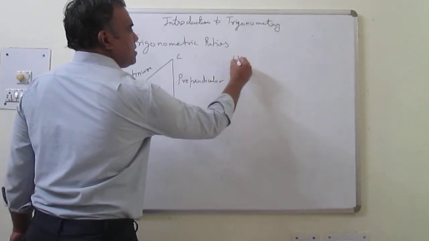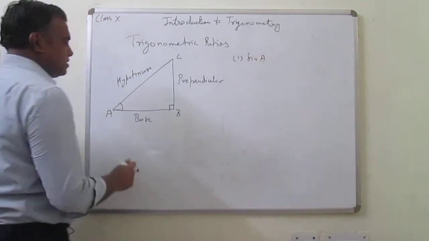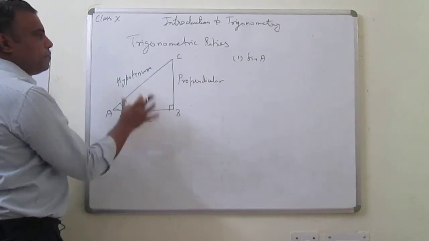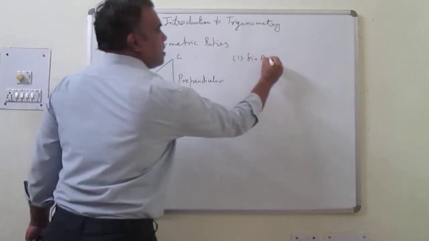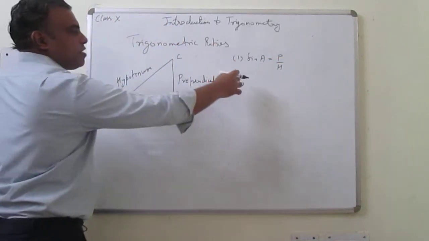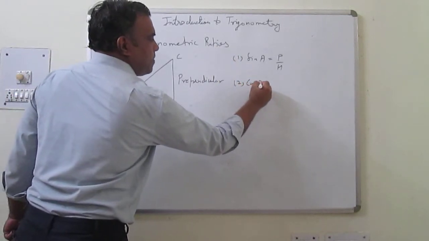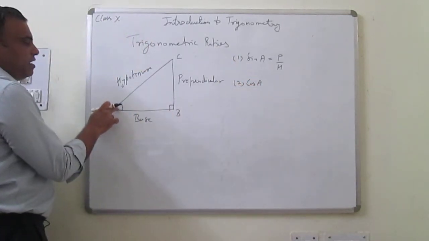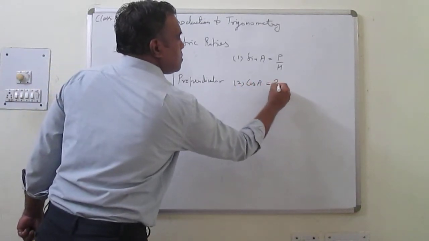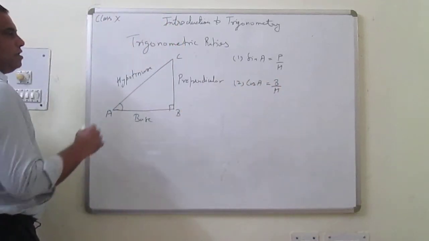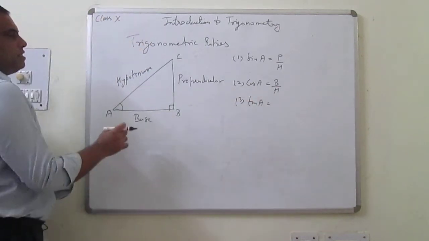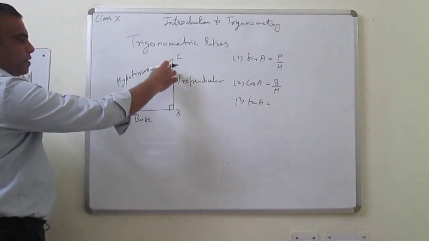Number 1, sin A. Sin A is the ratio of perpendicular upon hypotenuse. Cosine A, it is represented by cos A. Here I take angle A. So what is base? AB is the base. So base upon hypotenuse. Now tan A, it is the ratio of perpendicular upon base.